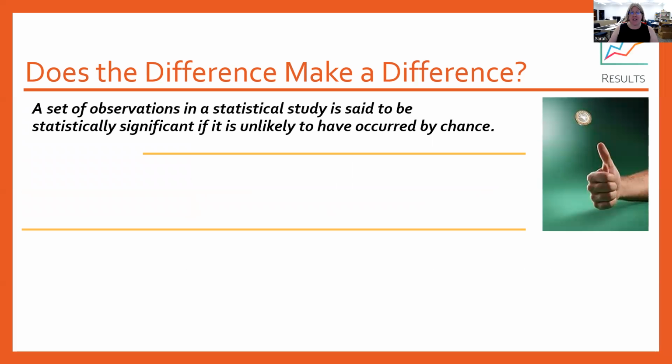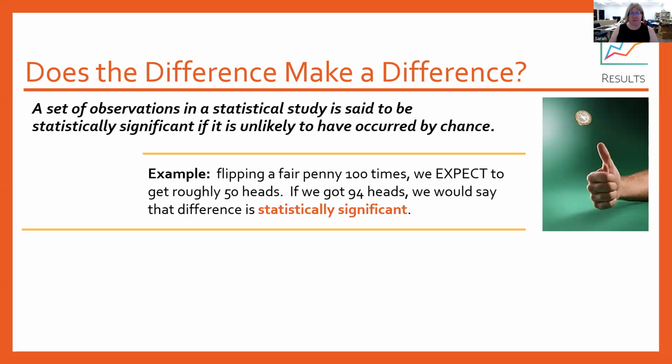So a set of observations in a statistical study is said to be statistically significant if it is unlikely to have occurred by chance. That's a little bit of a mouthful, and as we move through the last 2 units in this class, we'll actually be able to calculate those probabilities and take a lot better look at that. But for right now, we're going to kind of go with just our impression of, wow, that's a really big difference that I wouldn't have expected, or it's probably close enough.